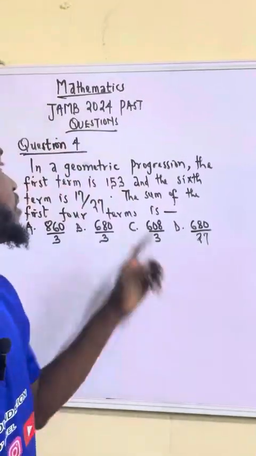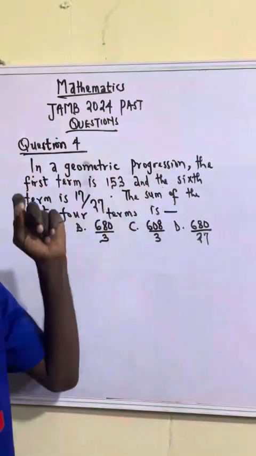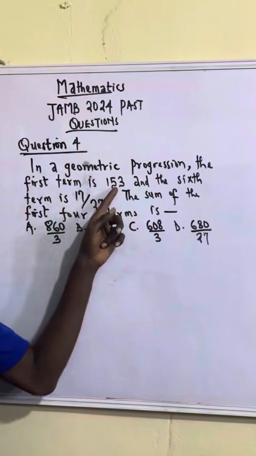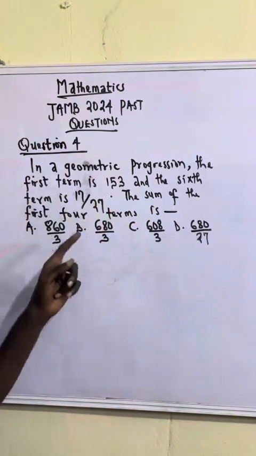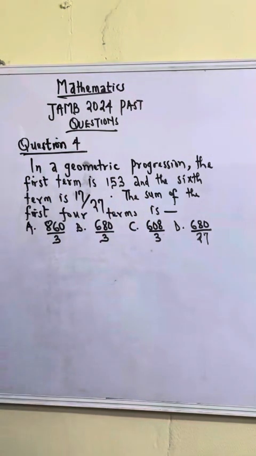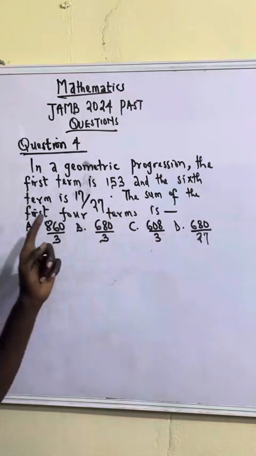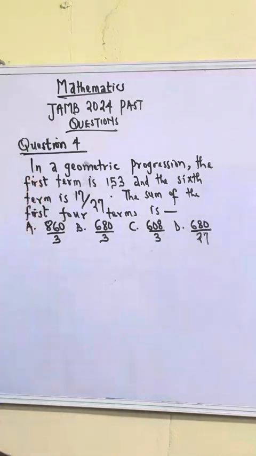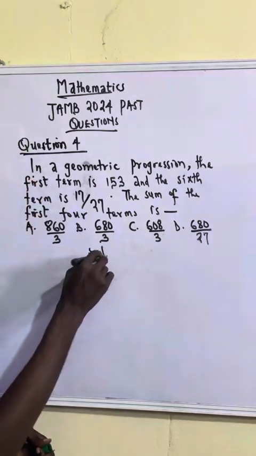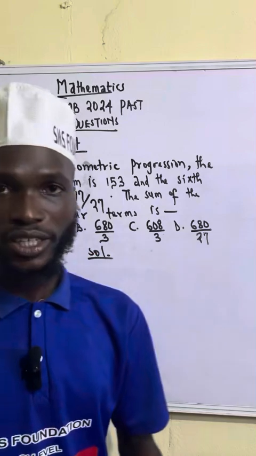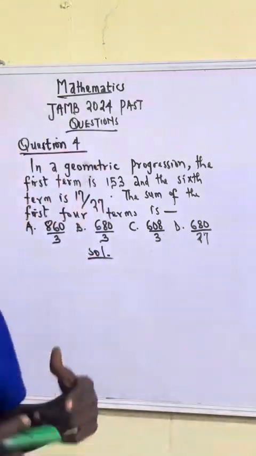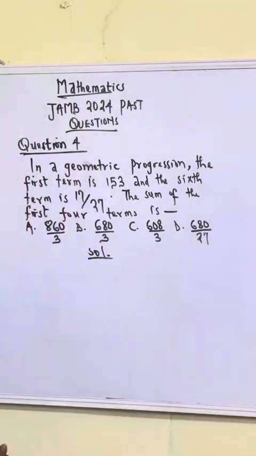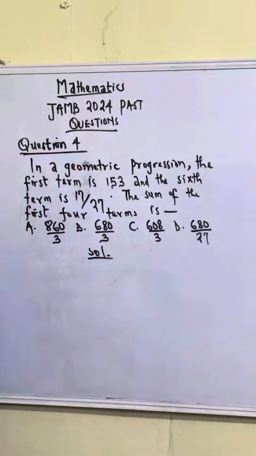Question 4. In a geometric progression, the first term is 153 and the sixth term is 17 over 27. The sum of the first four terms is dash. Good. So what we are going to do here is to apply your knowledge of geometric progression. This is a sequence and series question. Okay, so let's go there.